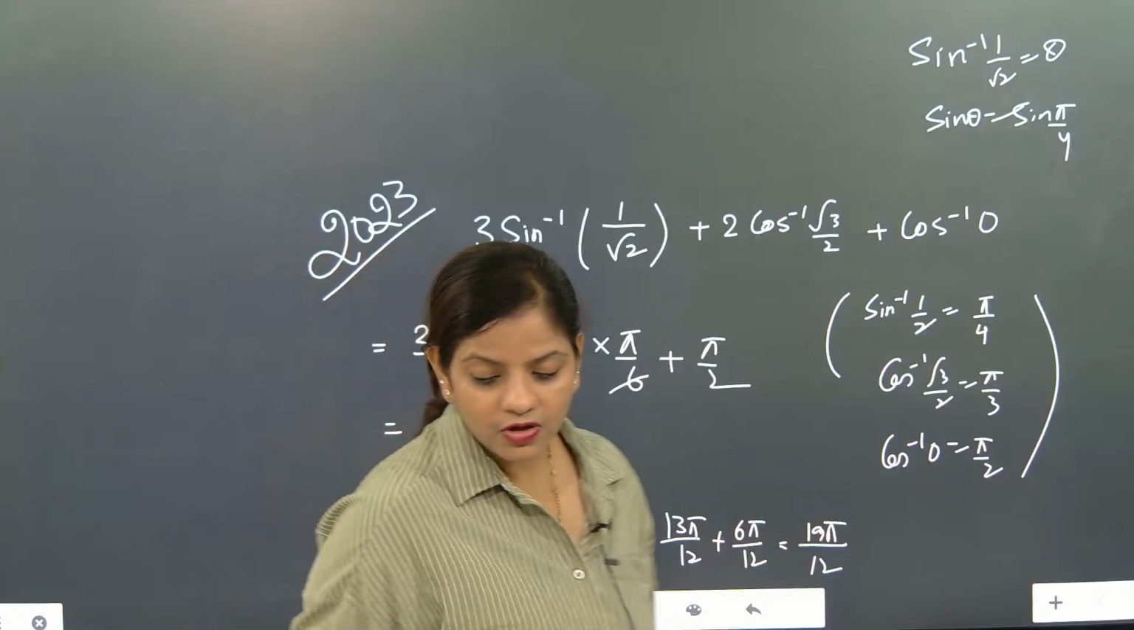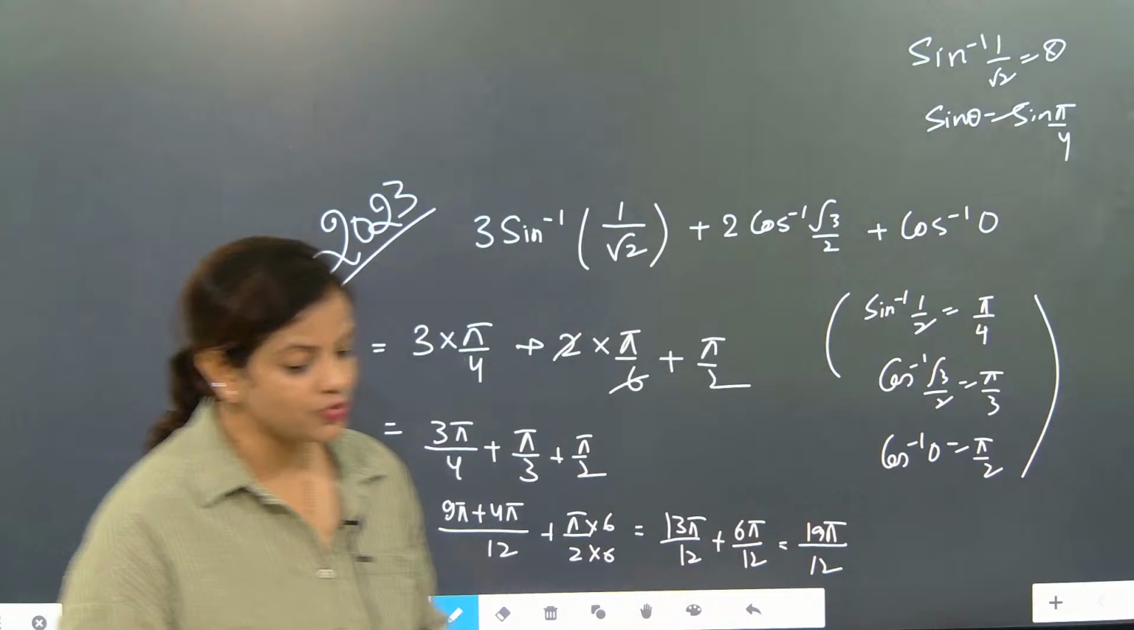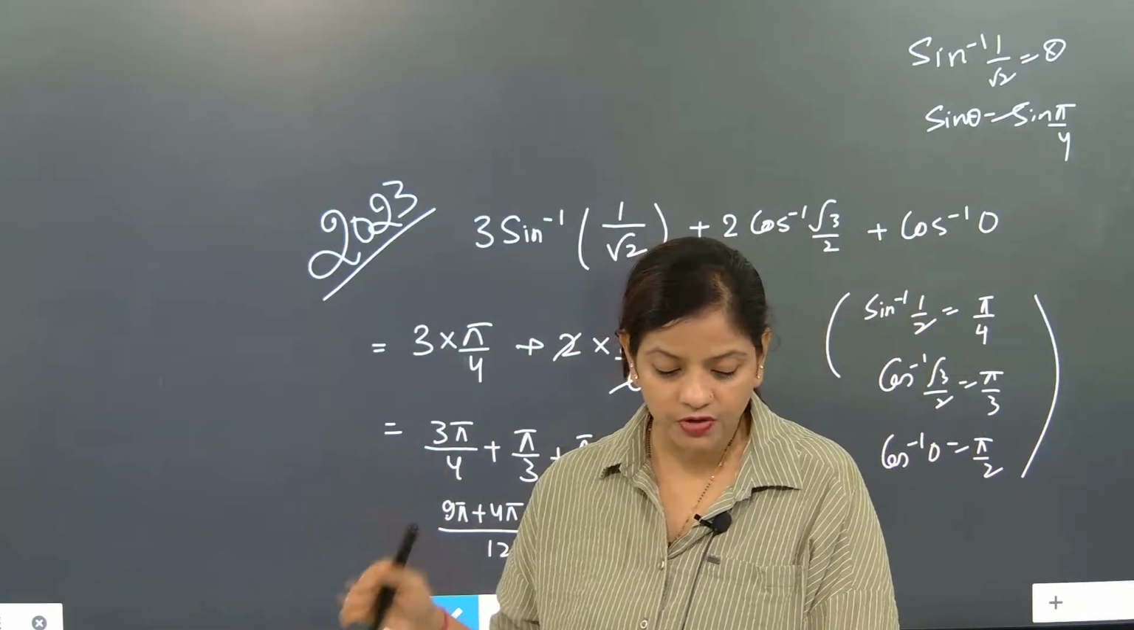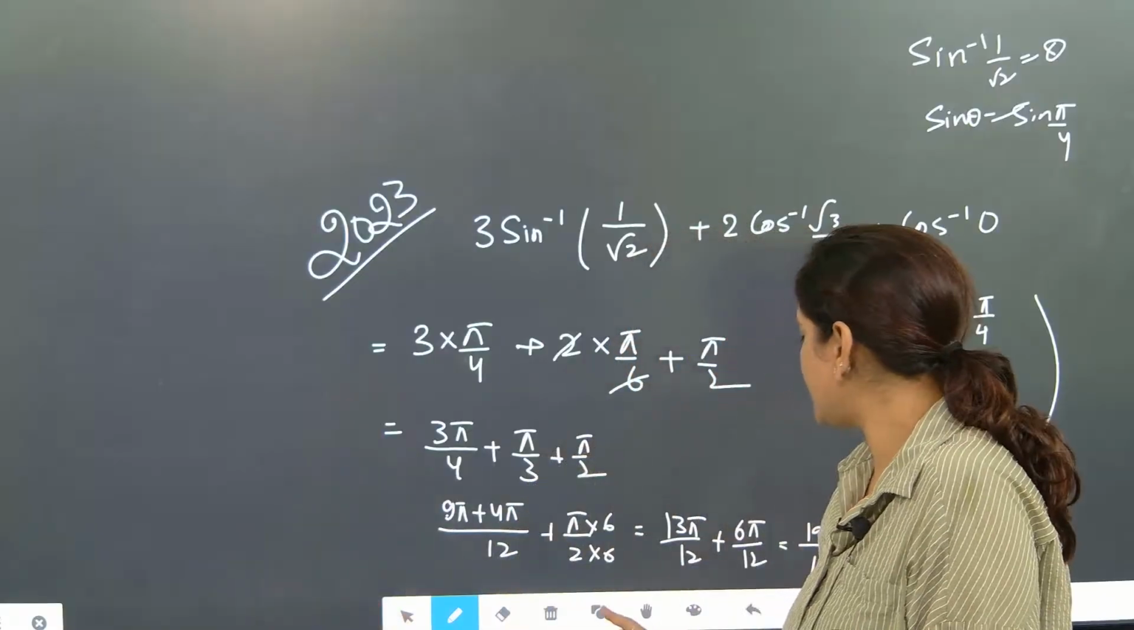So now we are going to solve the next question. Now this is 19 pi. Yes, 19 pi is going to be the answer. Now we are going to solve the next question, the next question of 2023 again. Another sample question that is exactly coming in 2023.